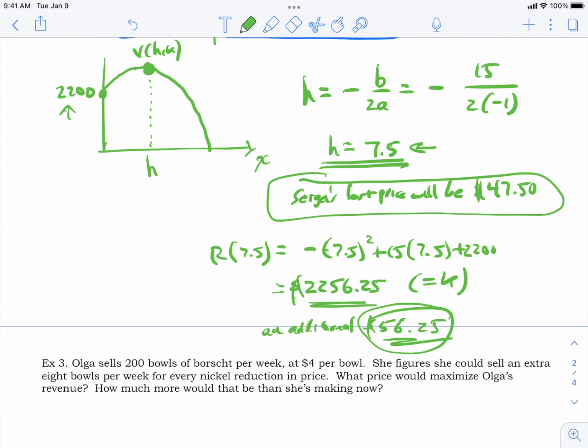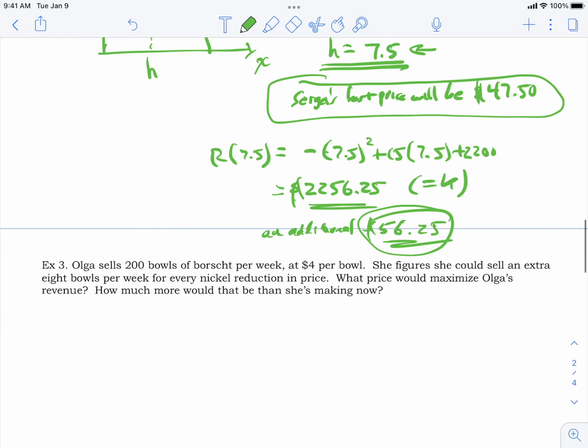Well, you kind of get the idea. So the H represents the best number of dollars to reduce his price, and the K is going to be the revenue at that value of H.